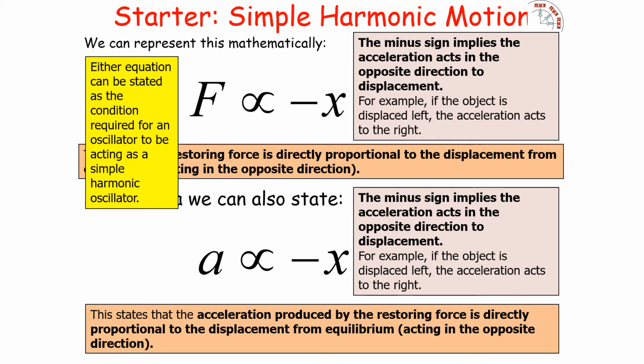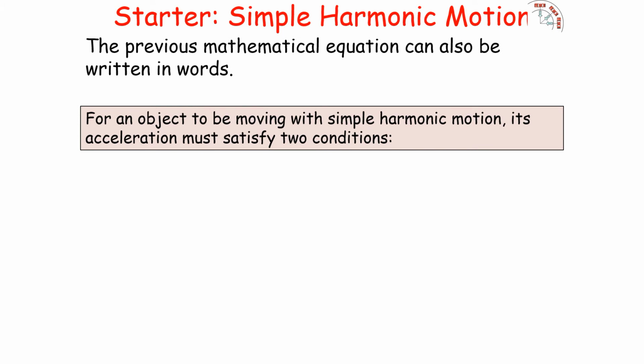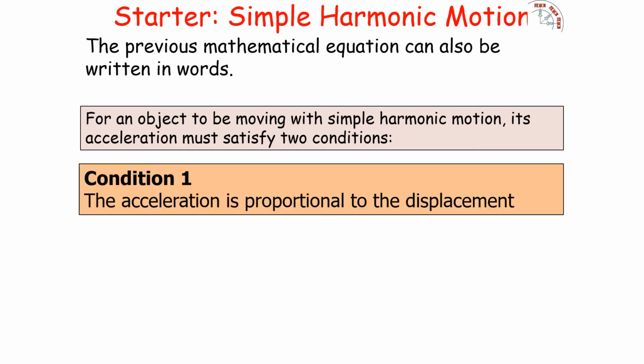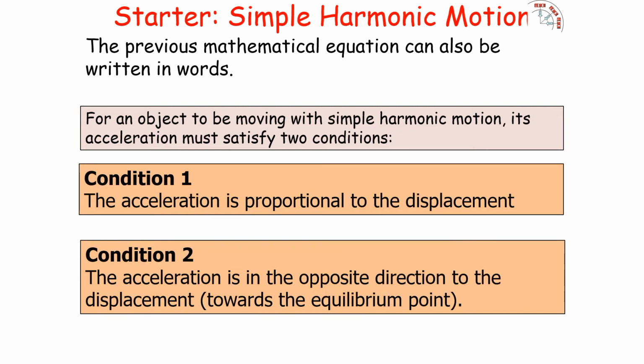Now either equation, F is directly proportional to minus x or a is directly proportional to minus x, can be stated as the condition required for an oscillator to be acting as a simple harmonic oscillator. What we would say is, for an object to be moving with simple harmonic motion, its acceleration must satisfy two conditions. Condition 1, the acceleration is proportional to the displacement. The second condition is that the acceleration is in the opposite direction to the displacement. The acceleration acts towards the equilibrium position.